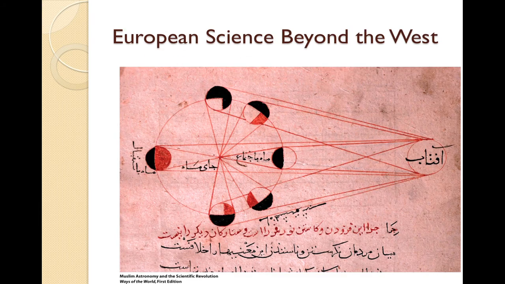The last heading is European Science Beyond the West. This section reviews the reception these European ideas received in other regions, looking at China, Japan, and the Ottoman Empire. All three states had a similar response in that they selectively borrowed technology that appealed to them.